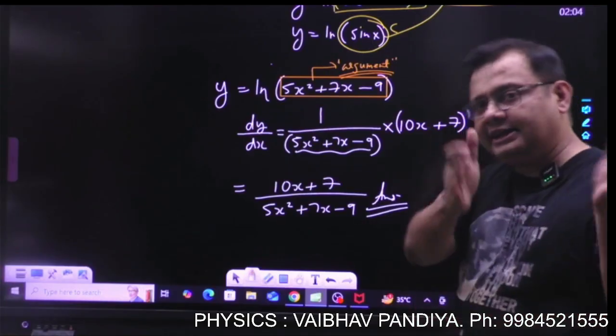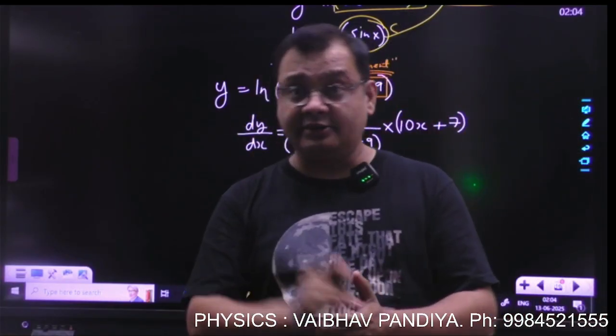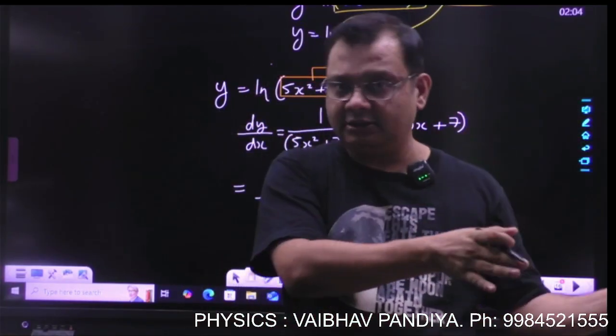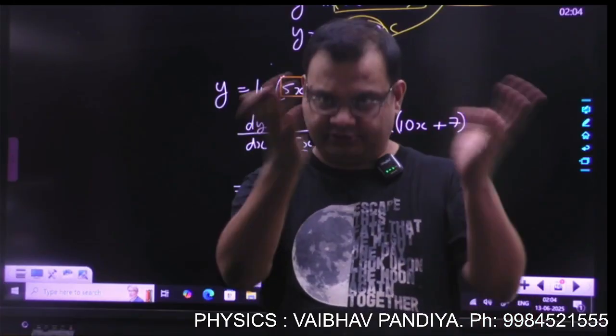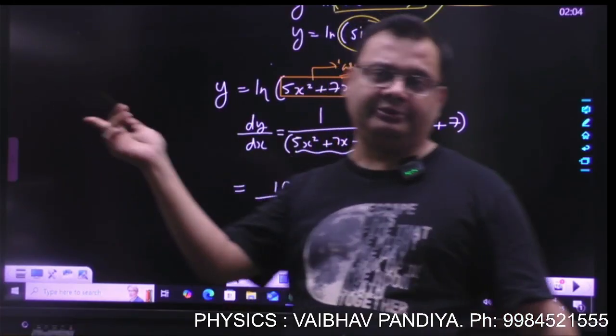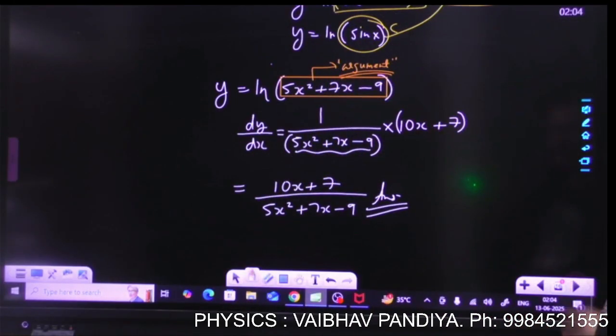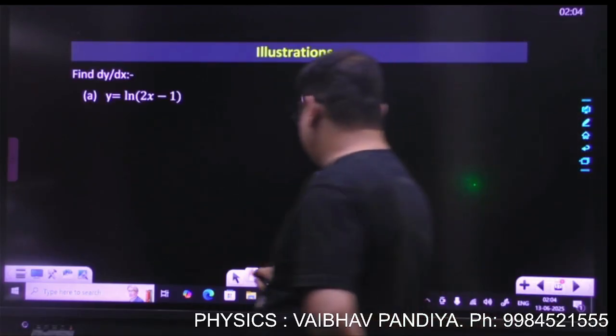So whenever you have ln of something, first write 1 upon that something, then multiply this result with the derivative of that something. Okay? Let's see some illustrations.